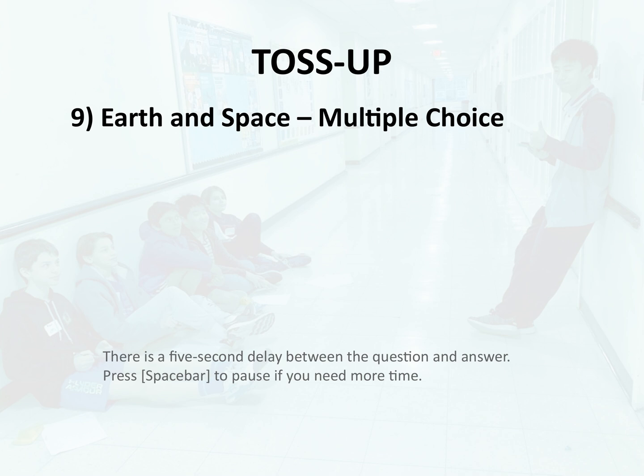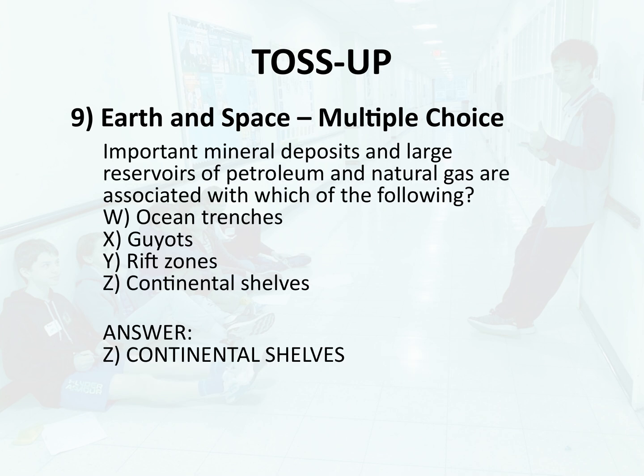Toss-up 9. Earth and space, multiple choice. Important mineral deposits and large reservoirs of petroleum and natural gas are associated with which of the following? W. Ocean trenches. X. Geos. Y. Rift zones. Z. Continental shelves. Answer: Z. Continental shelves.